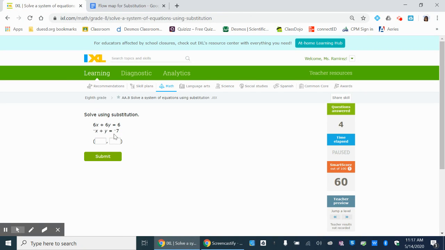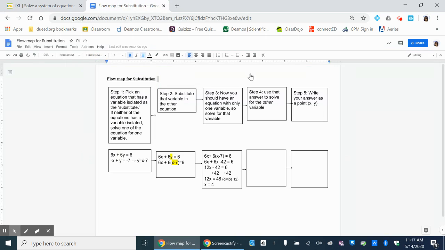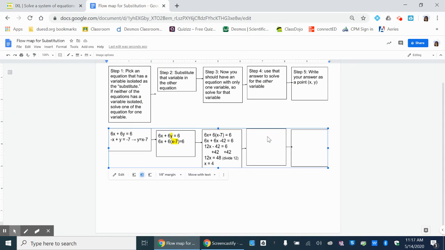So I'm going to use this one just because it has a lot less going on. Here we have 6 times x plus 6 times y equals 6. Here we would just have negative x plus y. This is a lot simpler to work with. So I'm going to go ahead and choose the second equation to solve for the other variable.